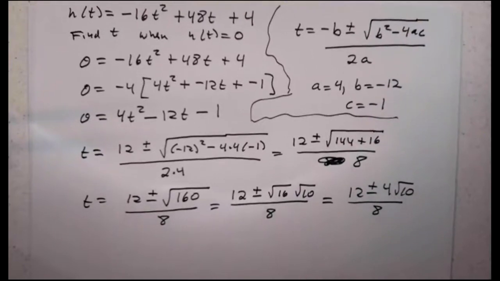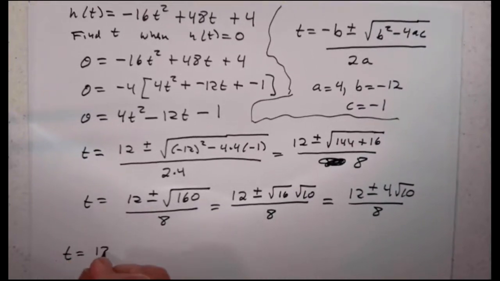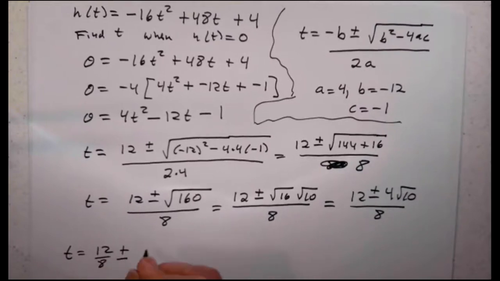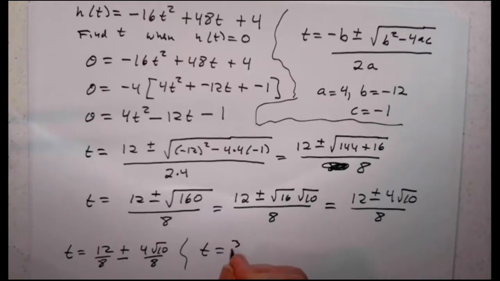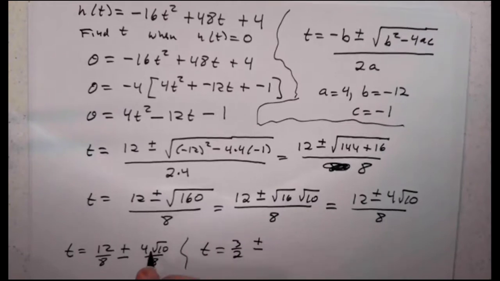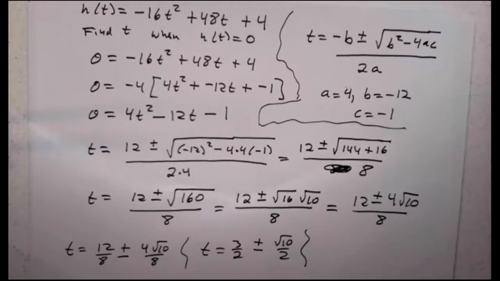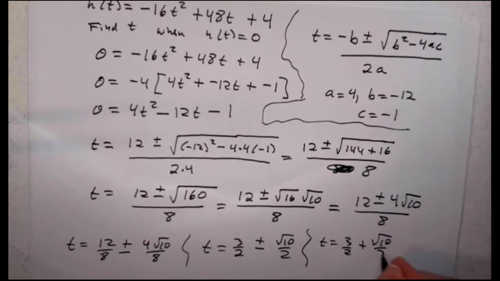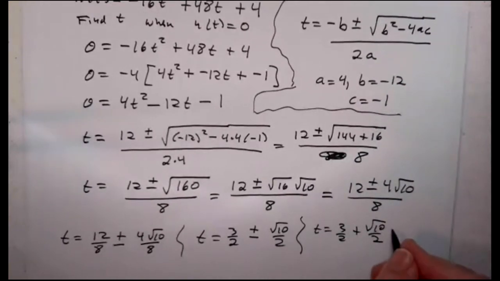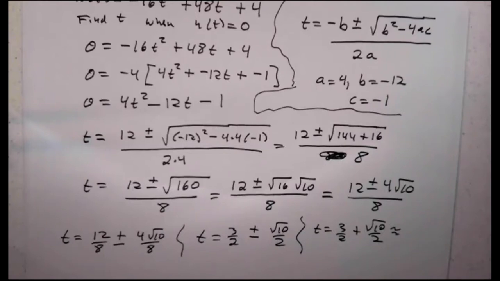And be careful with the fractions. 12 over 8 plus or minus 4 root 10 over 8. So t is 12 divided by 8, which is 3/2, plus or minus 4 root 10 over 8, which is 1/2 root 10, or root 10 over 2. So I have two numbers here where it hits the ground in theory. I have t is 3/2 plus root 10 over 2, which what is that approximately? We need an approximate answer here. 3/2 plus root 10 over 2.